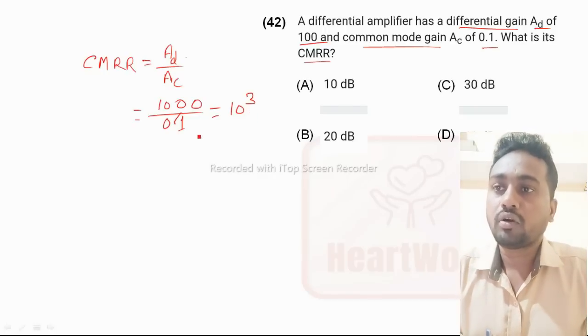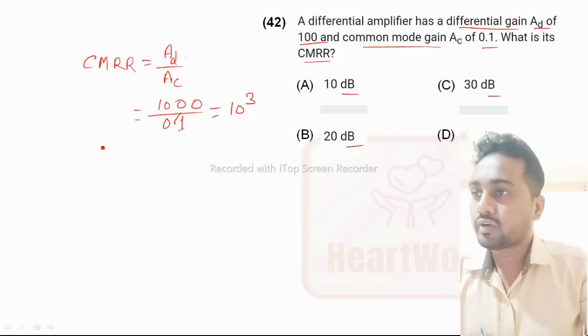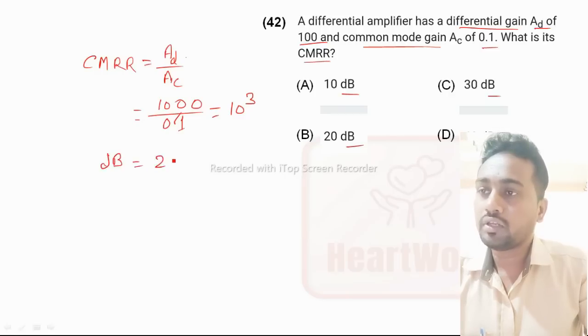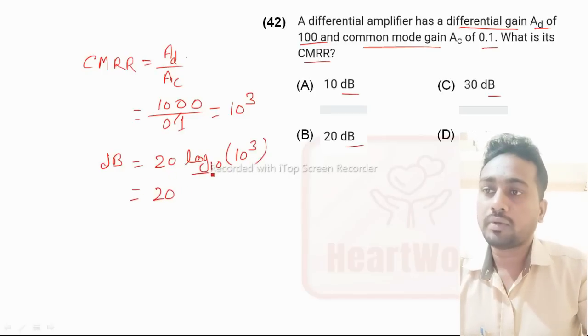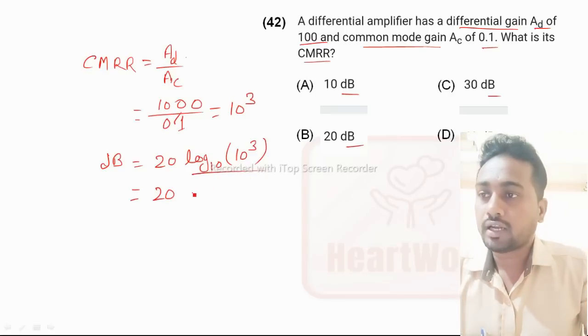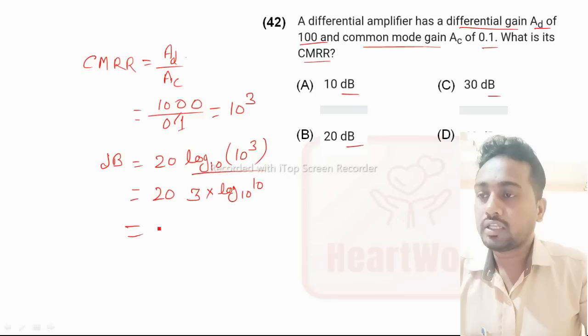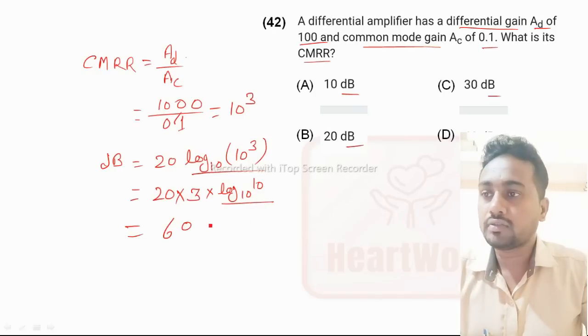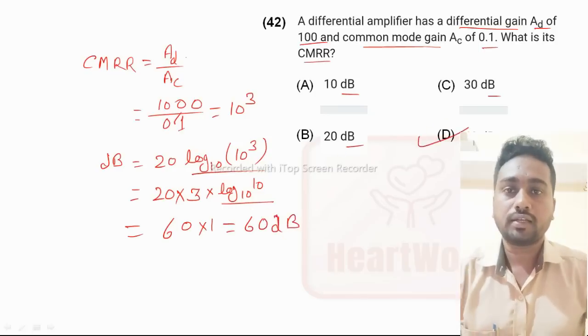So this is the common mode rejection ratio. But in the options it is in dB, decibel. So how do we convert this into decibel? For conversion to dB we calculate 20 log base 10 of CMRR, that is 10 to the power 3. We can write this as 20 into 3 log base 10 of 10, using the log formula. So 20 into 3 is 60, and log base 10 of 10 is 1. So this is 60 dB. So 60 dB, option D is the right answer.